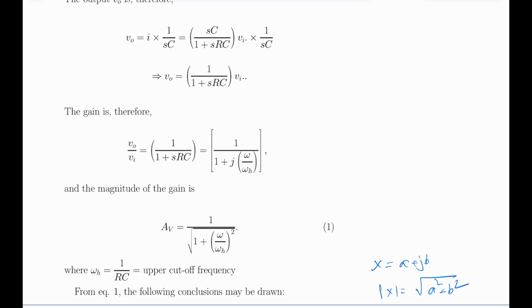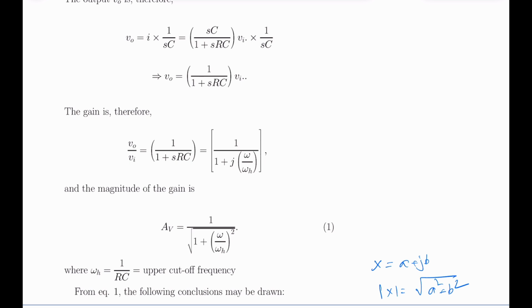How does this come? We know that if a quantity is complex, we can express it as x equal to a plus jb. Its magnitude is mod of x equal to root over a square plus b square. So this is also a complex quantity, so its modulus will be this. This is the value of this. Omega h is 1 upon RC and this is the upper cutoff frequency.